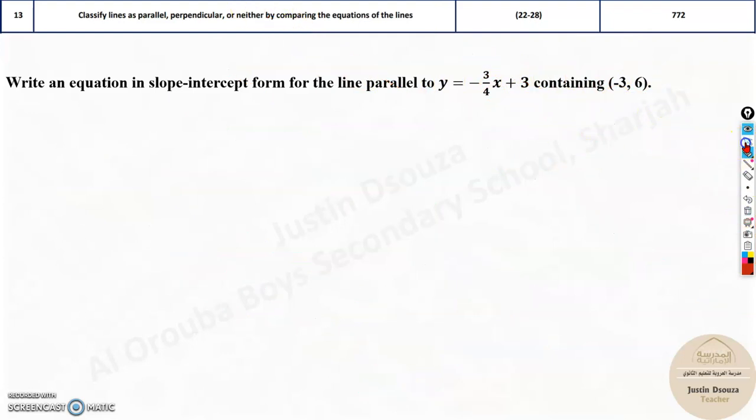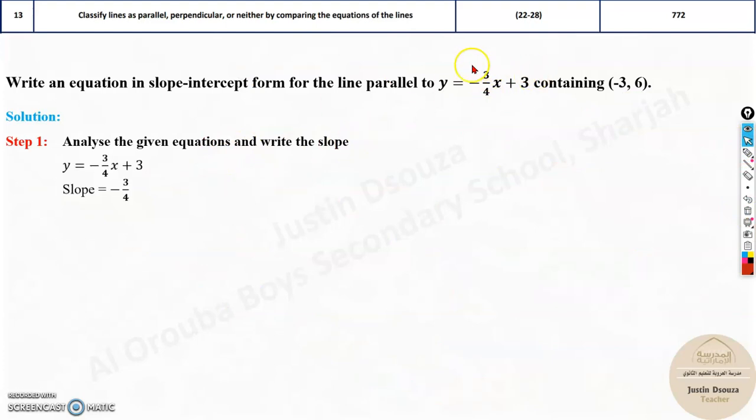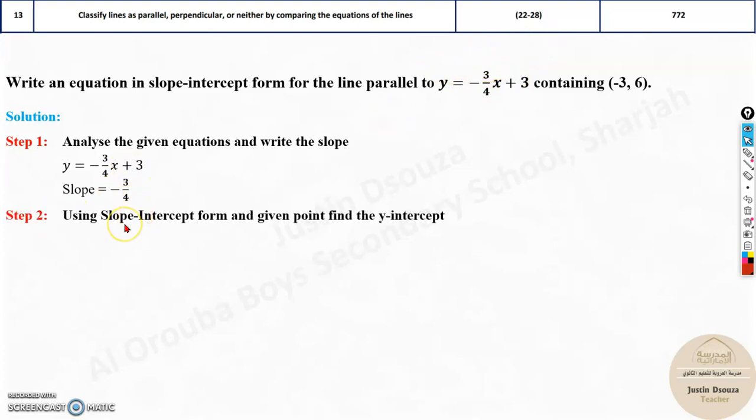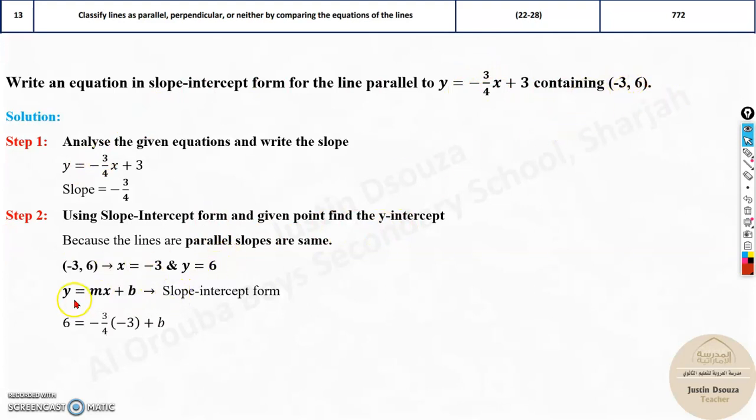So how do we do it? Just like what we have done a while ago. First, write the slope. Slope is the same for parallel lines. There is no change. The slope is negative 3 by 4. And then we need to use the slope intercept form to find the y-intercept value. We know the x and y value over here. x is negative 3, y is 6. Just substitute over here: 6 equals negative 3 by 4 times negative 3, plus b. Now b is unknown. Solve for b.